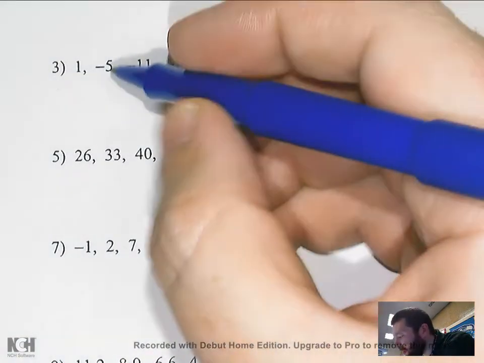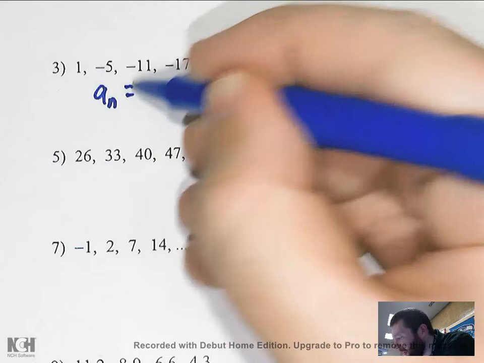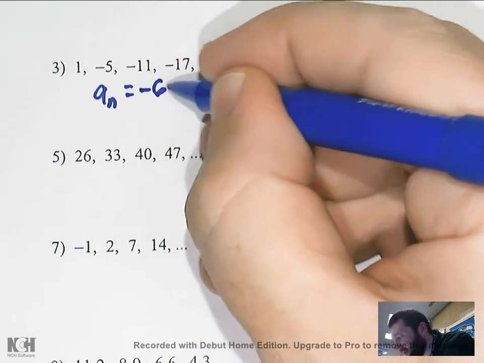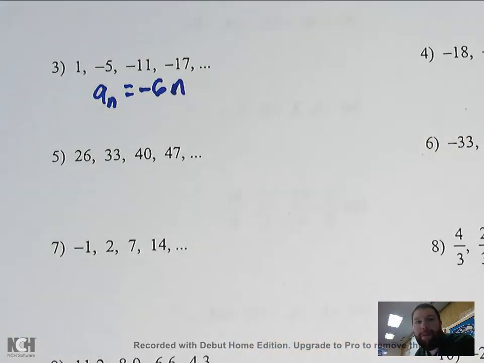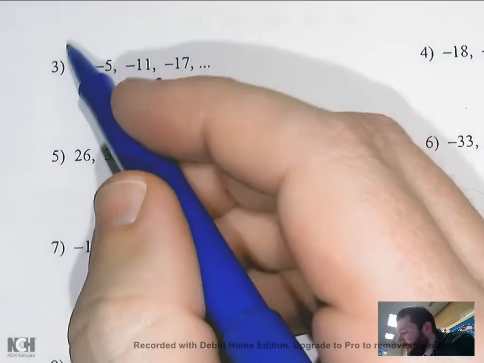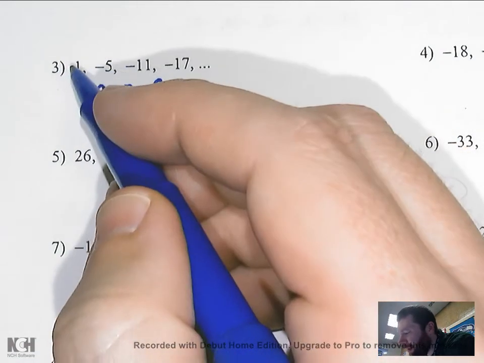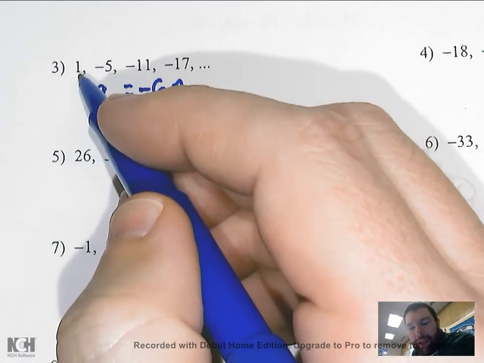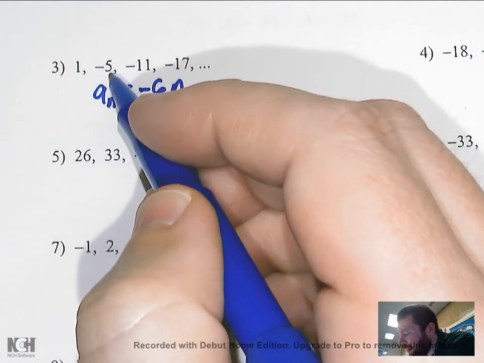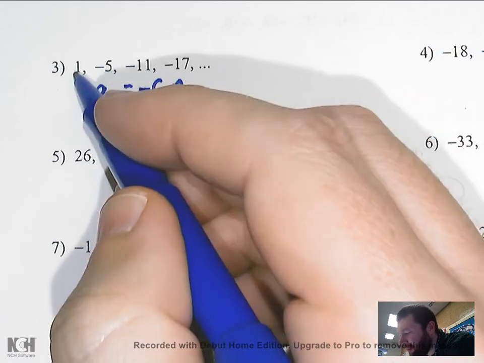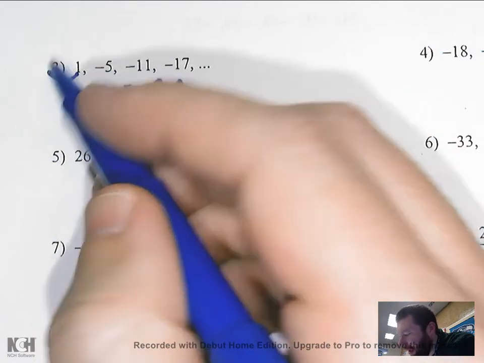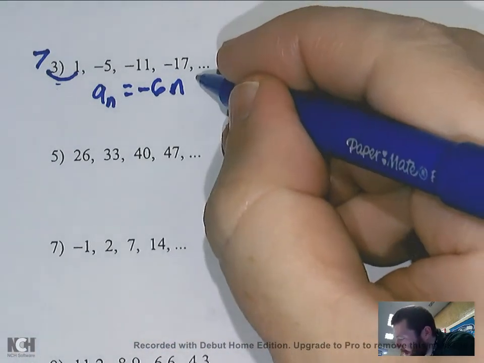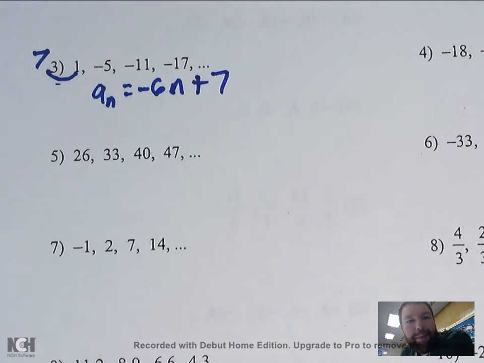So I'm going to start by writing my formula. A sub n is equal to, my common difference is going to be -6, so -6n. Now I need to figure out my zero term. So if this is going down 6, that means if I go to the term that would come before the first term, I'd have to go up 6, right? If I'm going backwards, like from -5 to 1, I'm going up 6, right? So if I go back, I would end up at 7 because I had to go up 6. So plus 7 means I would add 7. That is my explicit formula.